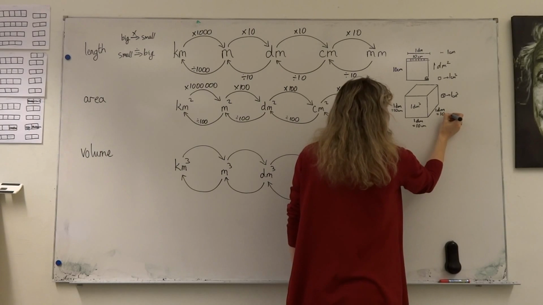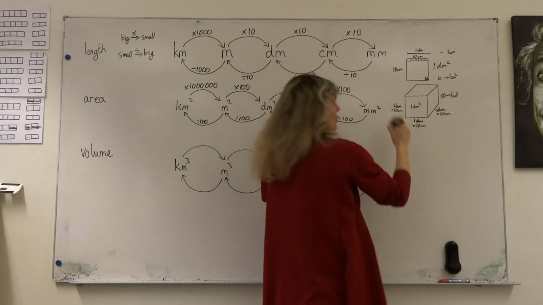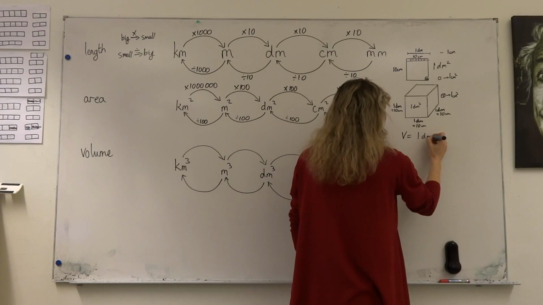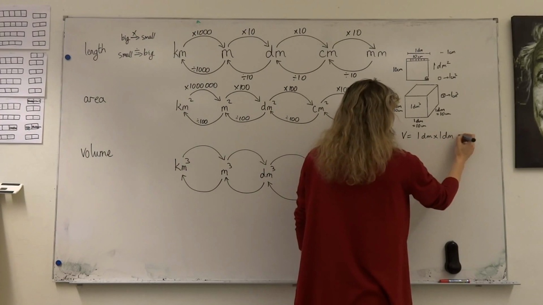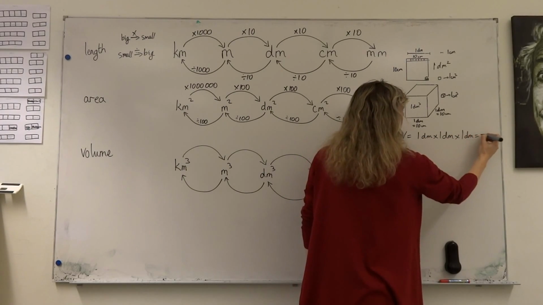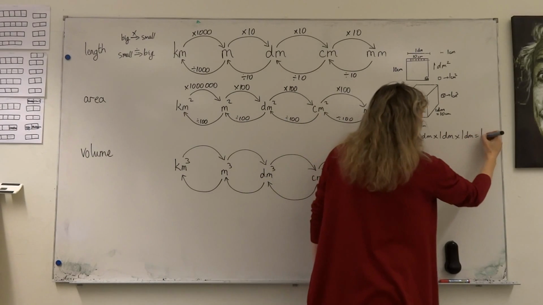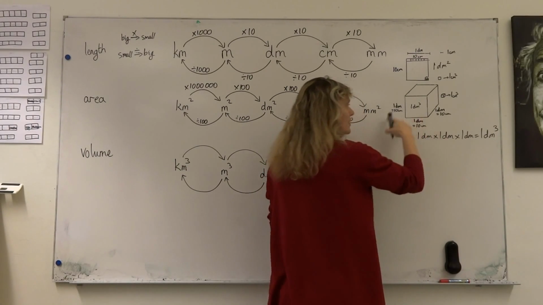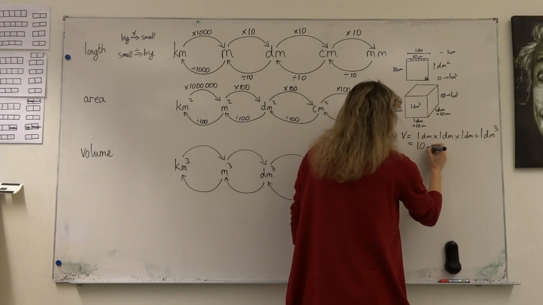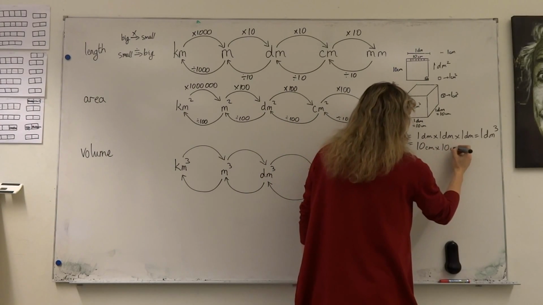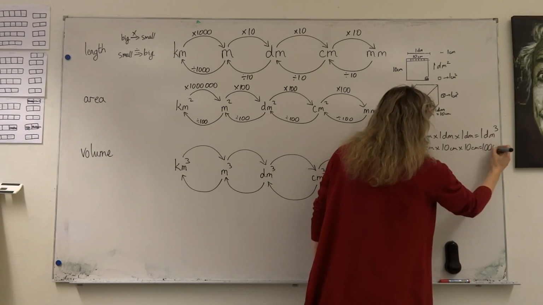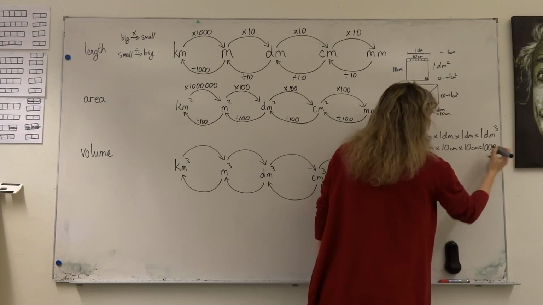So the volume of this cube in decimetres would be 1 decimetre times 1 decimetre times 1 decimetre, which would give us 1 times 1 times 1, which is 1 decimetre cubed. But in centimetres, the same volume of this cube would be 10 centimetres times 10 centimetres times 10 centimetres, which would be 1,000 centimetres cubed.